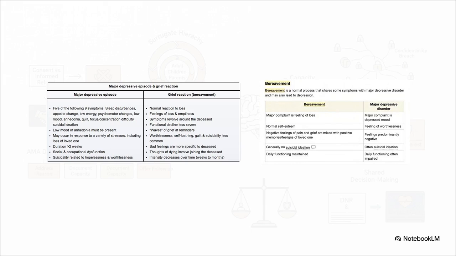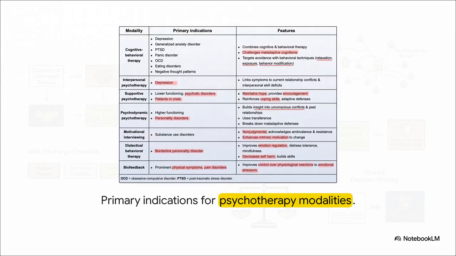However, if they start expressing severe feelings of worthlessness, intense self-loathing, or active suicidality that isn't just a fleeting thought of wanting to join the deceased, that crosses the line into a major depressive episode. And remember, even if it happens right in the middle of grieving, a major depressive episode requires active treatment like SSRIs or CBT.